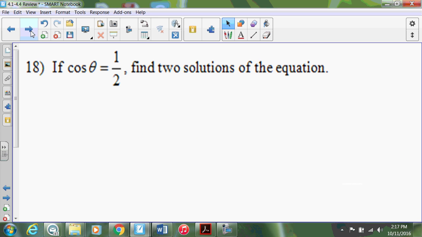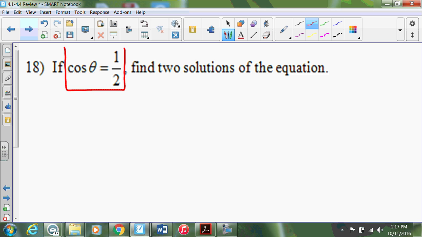Okay, if cosine theta is equal to 1/2, find two solutions of the equation. I think this stumped some people because they weren't thinking about this as an equation. But yet, here's the equal sign. This is an equation, and it does have just one unknown variable, the angle theta. And they want us to solve it.